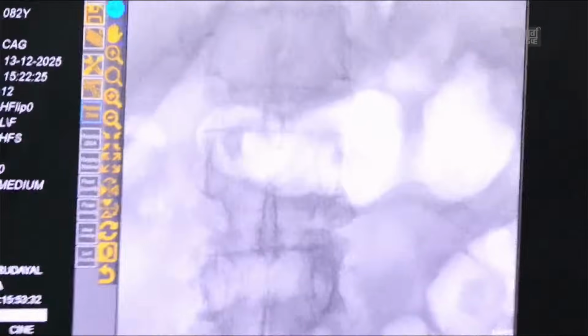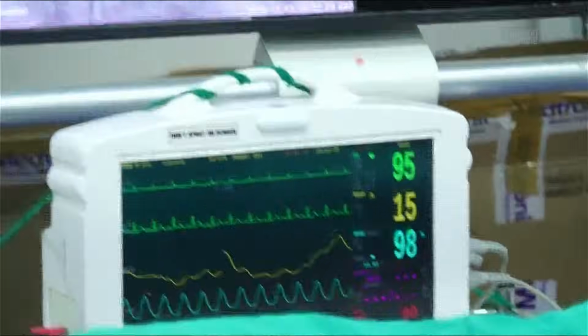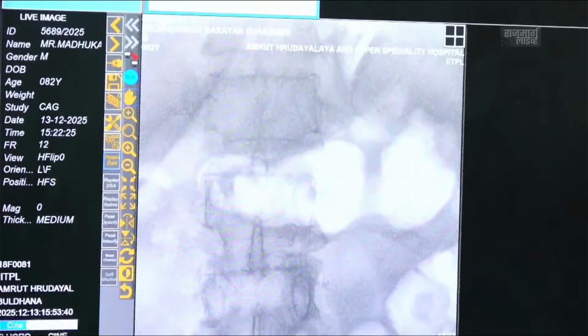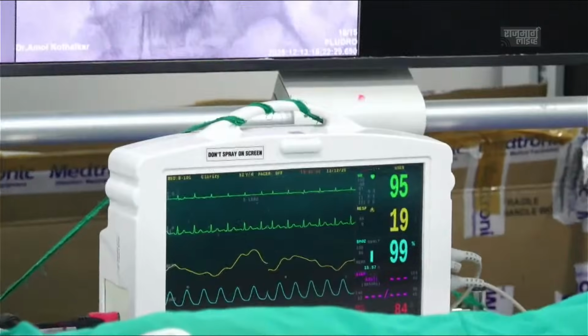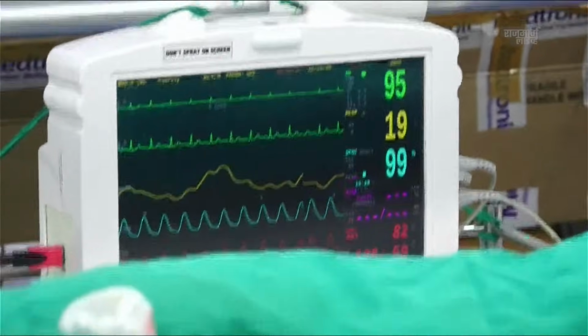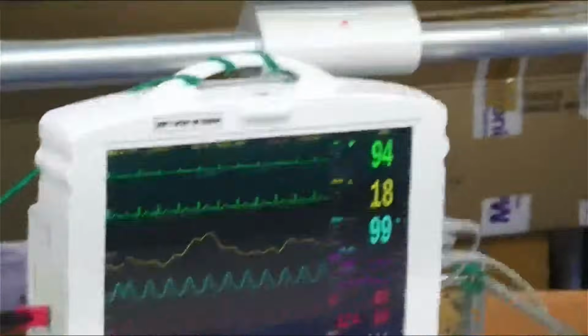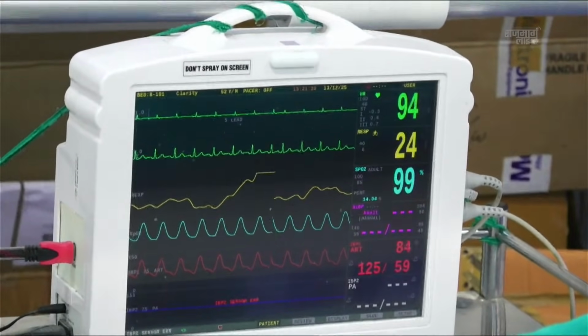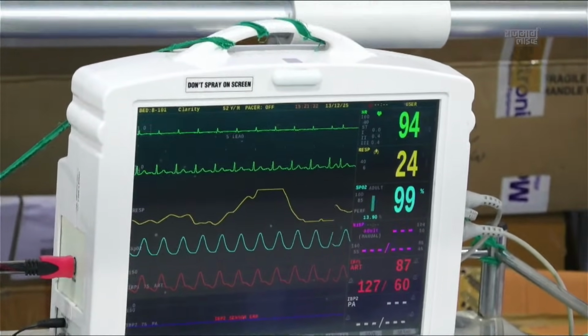So this is a basic monitor. The green is showing the heart rate, yellow is showing the respiratory rate, and the blue trace is showing the blood pressure and oxygen saturation. Lower down you can see the arterial blood pressure, which is 125 by 59, and 84 is the mean arterial pressure.